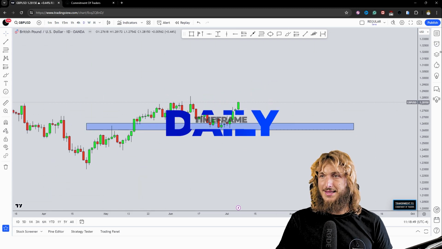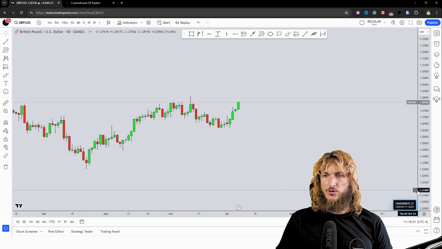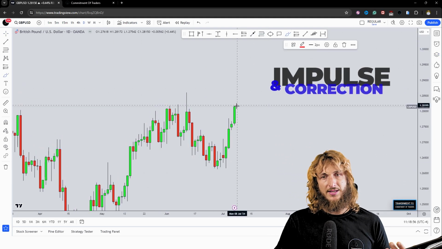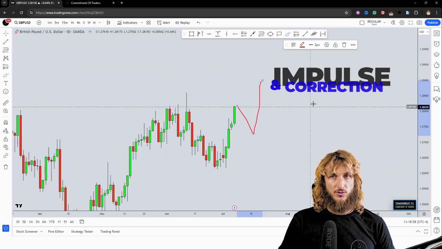Dropping down on the daily time frame, what do we see? Now here in the daily, we can see a massive impulse to the upside. Now, after an impulse, what we could expect is first a correction and then the continuation to the upside.